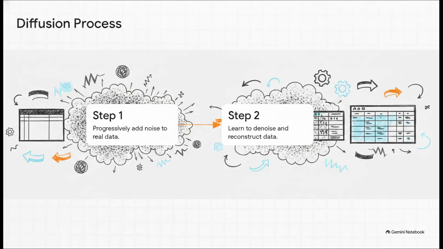It's essentially a two-step chain reaction. In the forward process, we take a perfectly real spreadsheet and progressively destroy it by adding mathematical noise until it's just pure static. Then the real magic happens in step 2, the reverse process. A neural network learns to denoise that static, step by step, essentially hallucinating a brand new, highly realistic, synthetic spreadsheet right out of thin air.